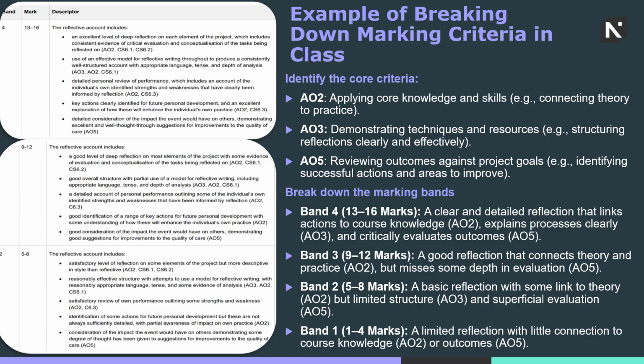This slide here provides an example of how to break down marking criteria in class. By identifying core assessment objectives and understanding the marking bands, students can better align their work with expectations. So let's start by identifying the key assessment objectives students need to focus on for the reflection component. They have AO2, which is linked to connecting theory to practice; AO3, for example, structuring reflection clearly and effectively; and AO5, which links to the objectives that guide the structure and depth of students' reflection.